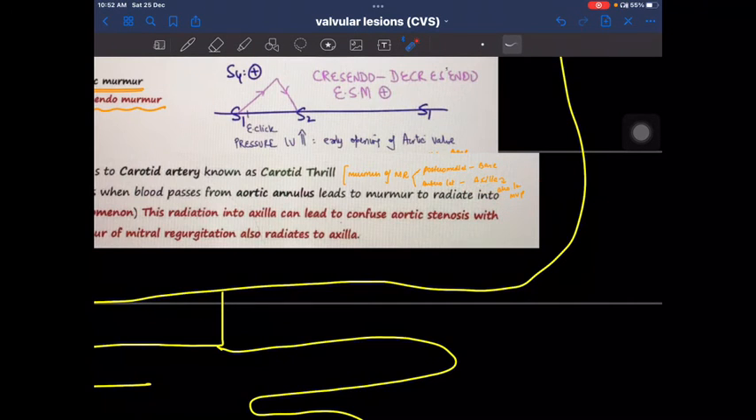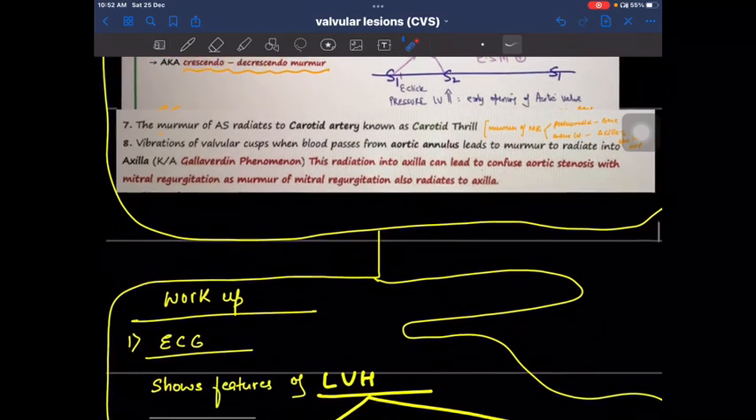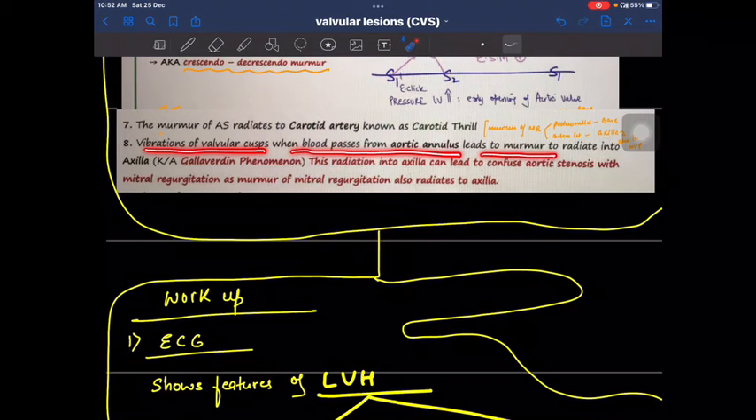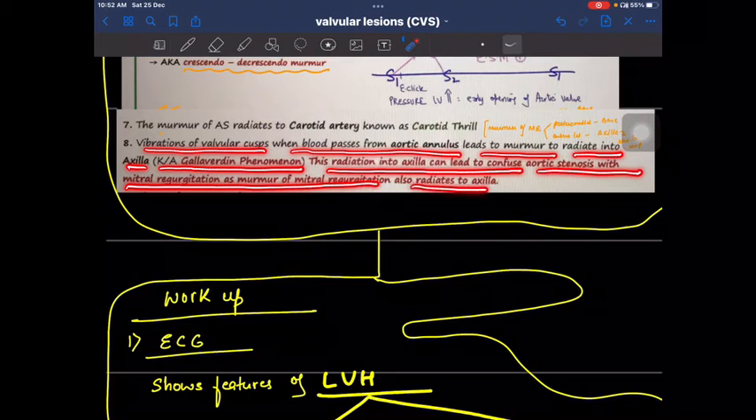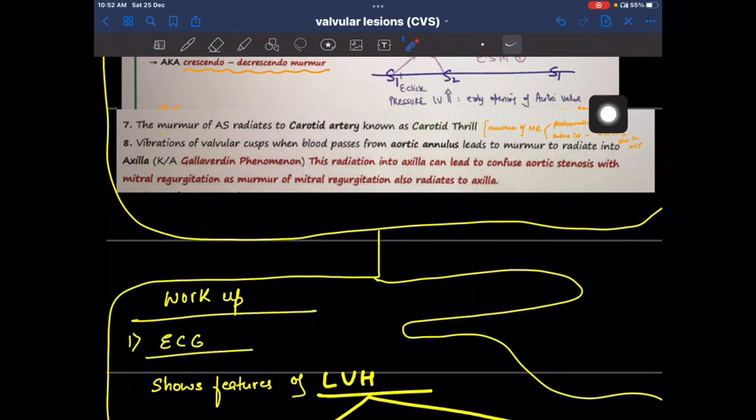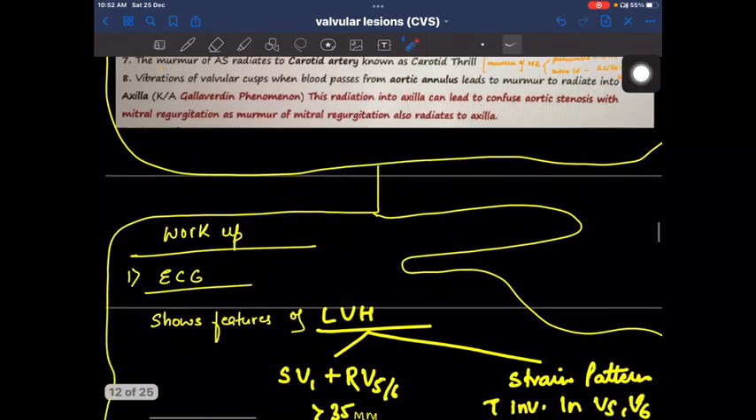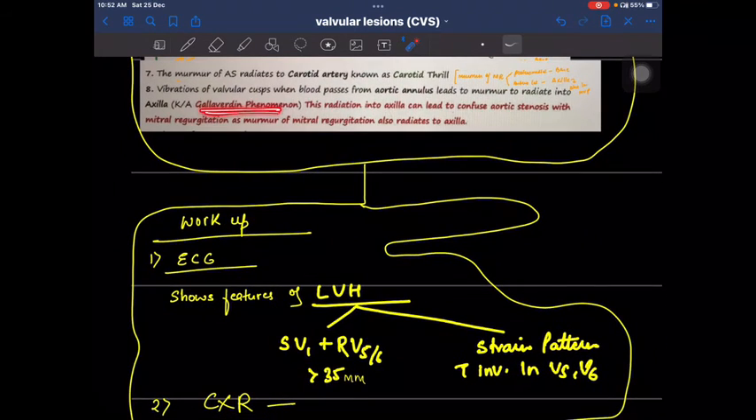How to differentiate between these two? We have done this in MVP. Okay. Now, vibrations of valvular cusps when blood passes from the aortic annulus lead the murmur to radiate into the axilla. This is known as the Gallavardin phenomenon. This radiation into the axilla can lead to confusion of aortic stenosis with mitral regurgitation, as the murmur of mitral regurgitation also radiates to the axilla, as we have seen here. All right. This is called the Gallavardin phenomenon. This is very important. Okay.